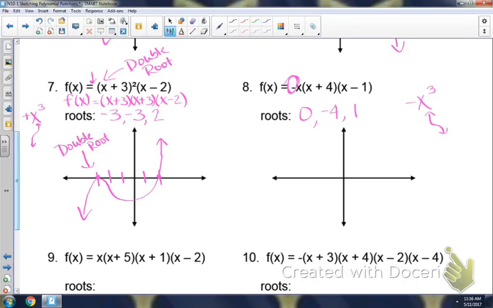Alright, so we have a root at 0, -4, and +1. So from left to right, you should be decreasing. So I'm going straight through each point because I don't have a double root on this one.